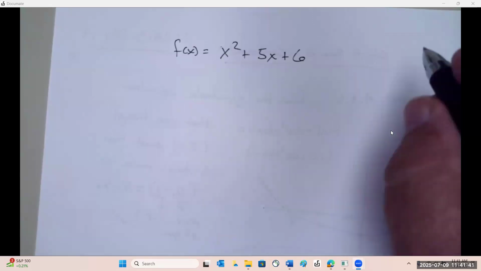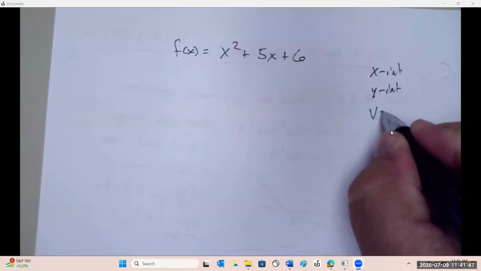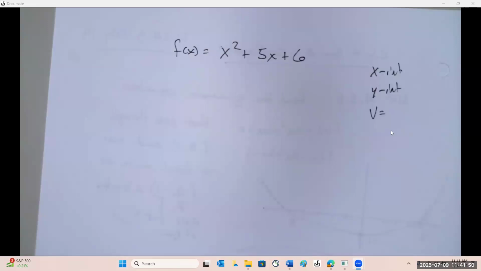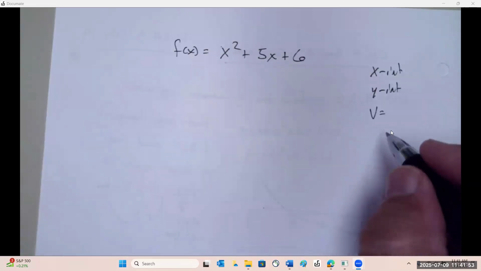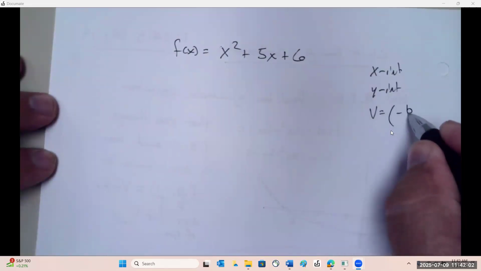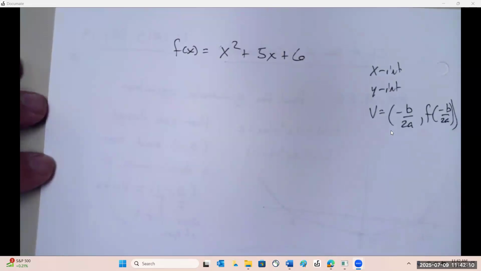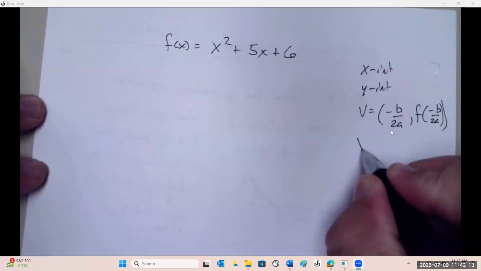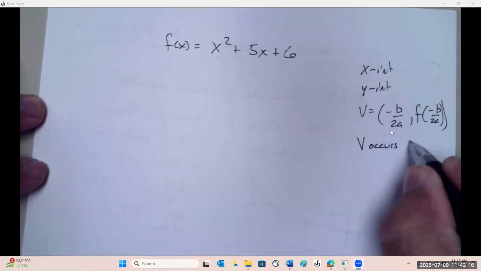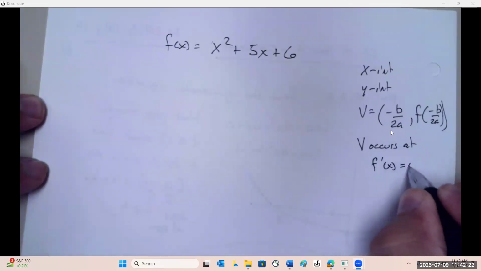Let's find everything about this one. Let's find the x-intercept. Let's find the y-intercept. Let's find the vertex. In algebra, remember how we found the vertex? The formula was negative b over 2a, and whatever that was, you plugged it back inside there. But the vertex occurs at f prime equals 0.